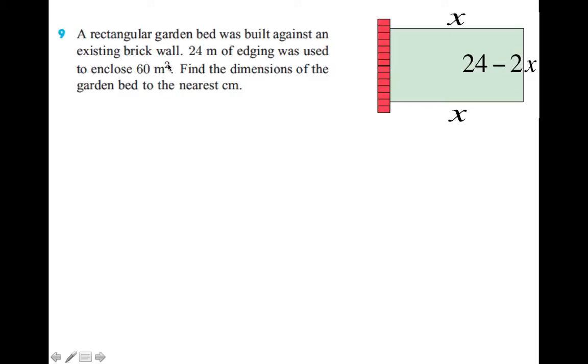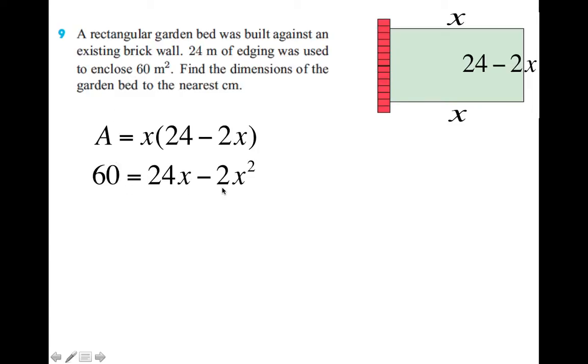So now we're going to use the other piece of information, the 60 meters. So we know the area of this garden bed is x times this. Length times width is the area. And we know the area is 60, so I'm going to replace this with 60. I multiplied these through. Now, this is a quadratic. I can solve it if I can put everything on one side and get 0 on the other. So I moved all this over to this side, and I have 2x squared minus 24x plus 60 equals 0.